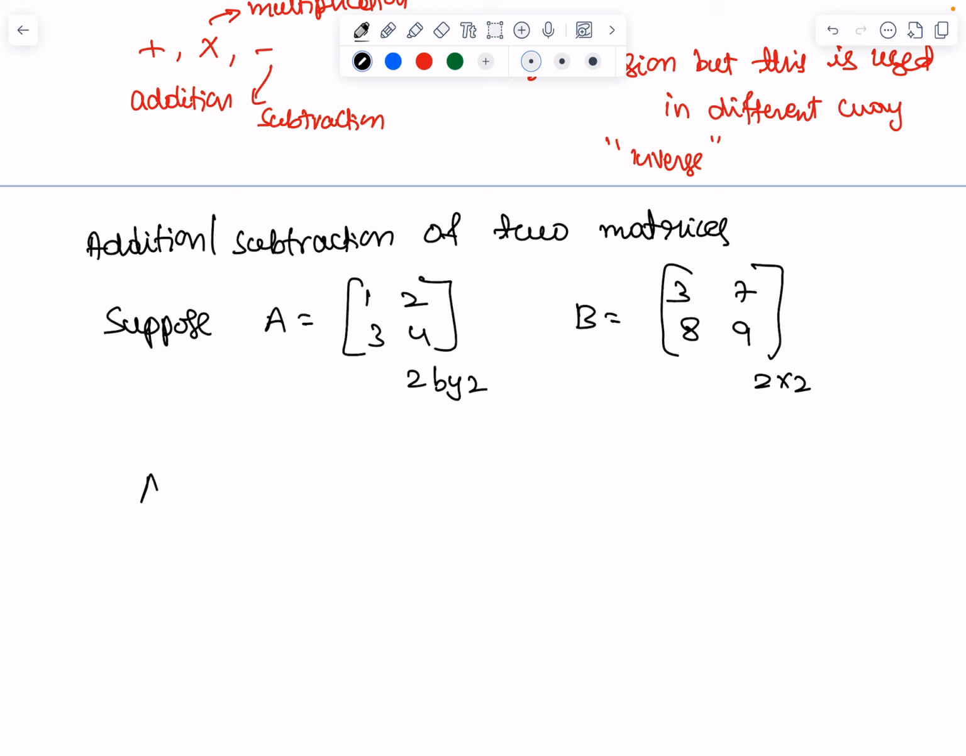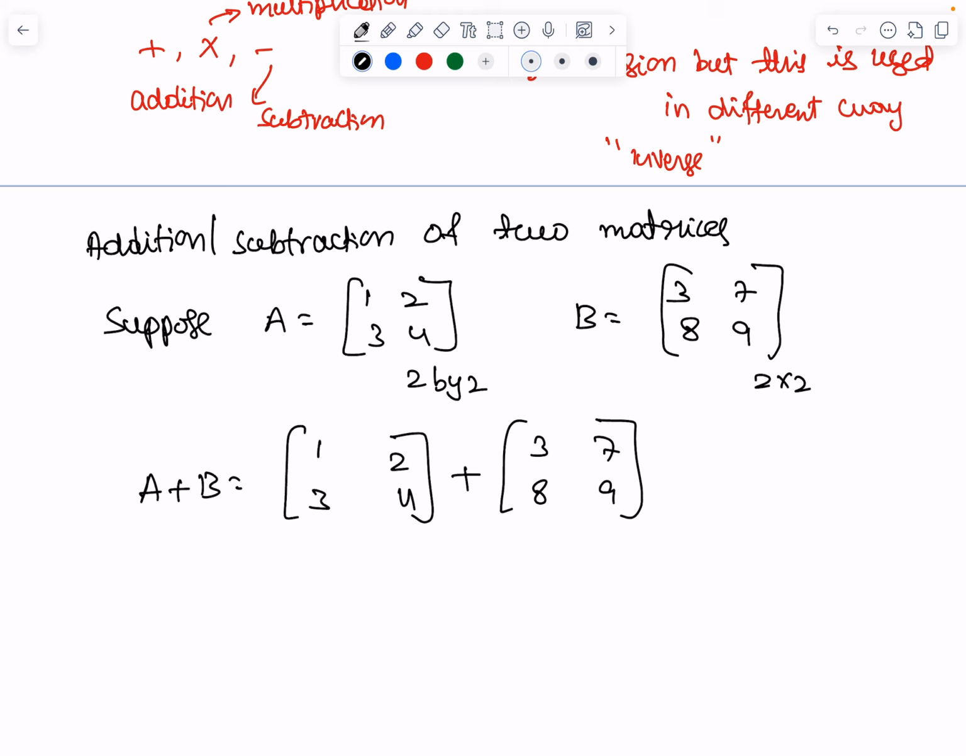Then I can write A plus B is equal to 1, 2, 3, 4 plus 3, 7, 8, 9, the numbers given in the matrix B. Now, you have to understand something. This is in the first row, first column, row 1, C1, and this element is also in row 1, C1. Therefore, you can add row 1, C1 elements only, that is 1 plus 3 you are writing. Now, look at the second one, it is row 1 but it is C2.